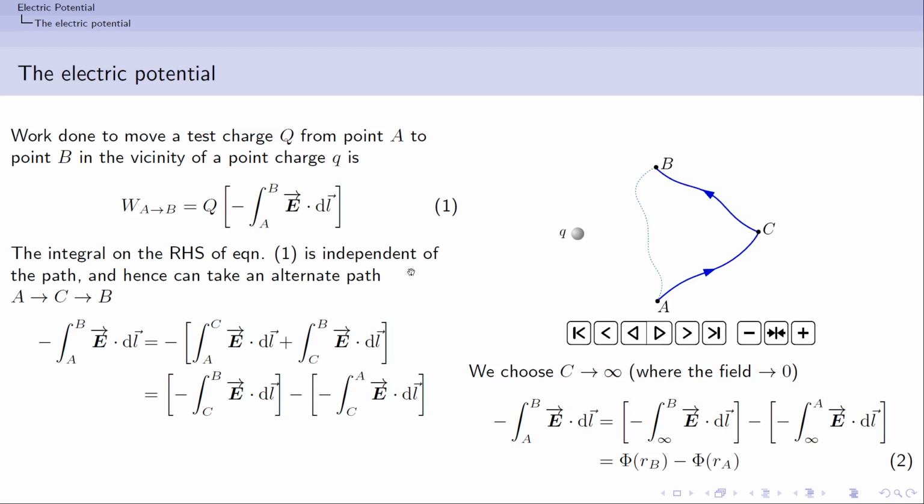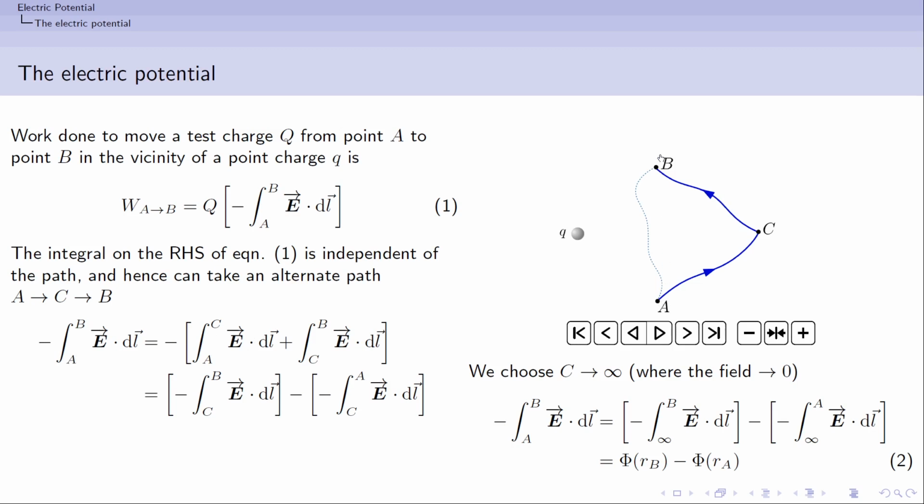When we verified that the electric field is a conservative field, we actually saw that. So now this integral that we have, the integral from A to B, we can split up. I take the minus sign outside. So this integral from A to B, I split up into two parts.